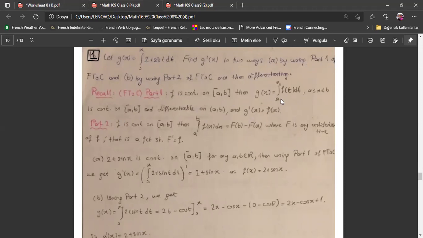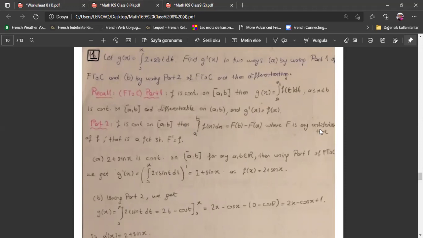Now, what does it say? We have this integral from some constant, here we have 0, to x, and here we have x. Then we can directly write this equality. So g prime of x is the derivative of this integral, and applying the first part, as we have the assumption, we get 2 plus sine x, right? We just write t equals x there.